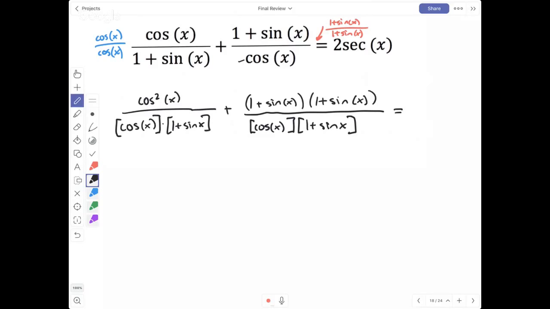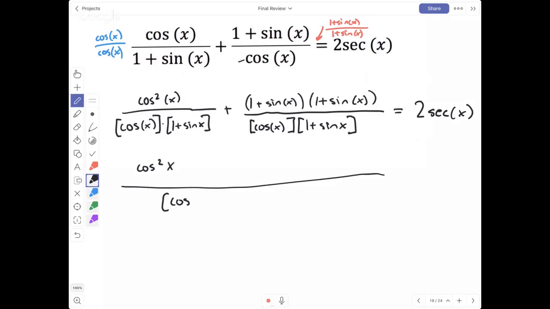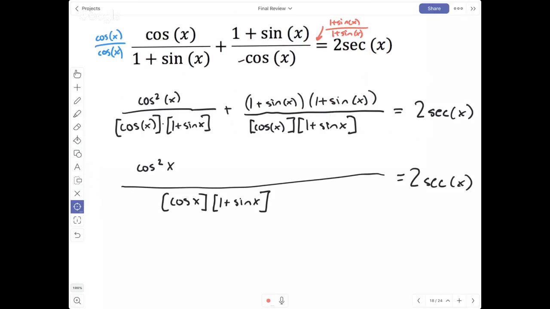And this is still equal to 2 secant x. And now, I've still got cosine squared x, and this is now going to get added, so I've got one big fraction, and on the bottom, I still have cosine x times 1 plus sine x, and it's still going to equal secant x. But the work I have to do now is 1 plus sine x times 1 plus sine x.